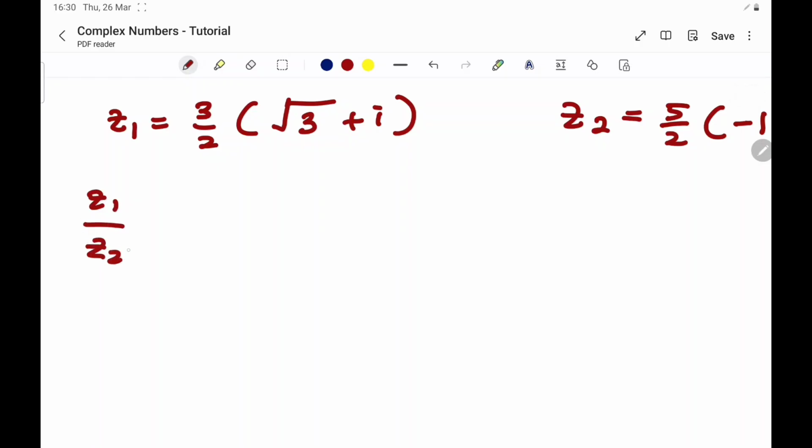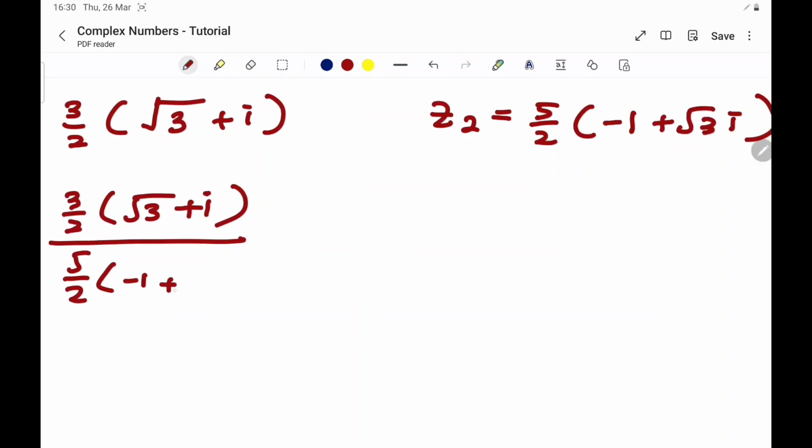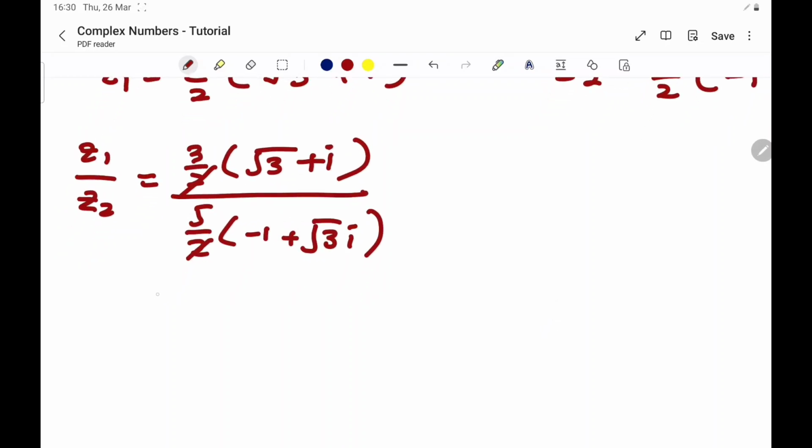First of all, we proceed with z1 divided by z2. Here you get 3 over 2 times square root 3 plus i, and then we have 5 over 2 times negative 1 plus square root 3 i. Here you actually can just cancel the 2s, and then you're going to get 3 multiplied by square root 3 plus i.